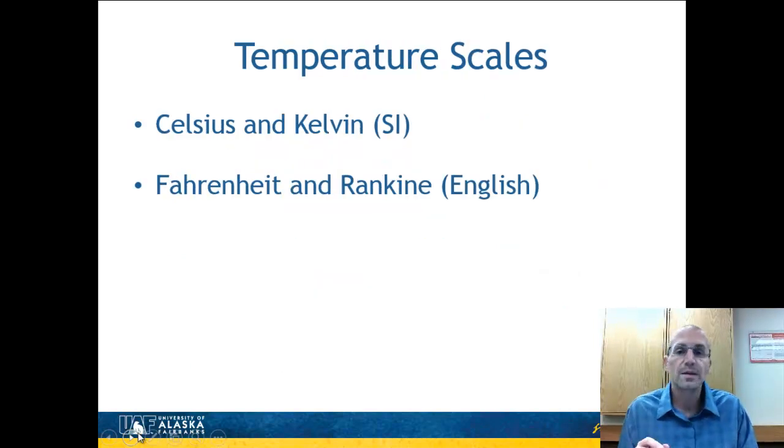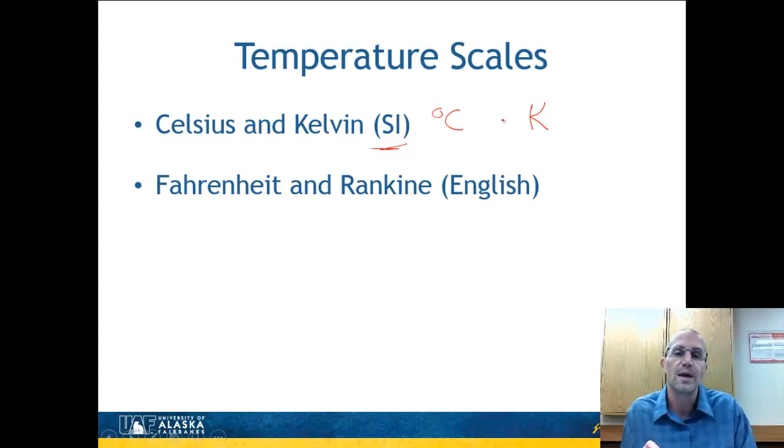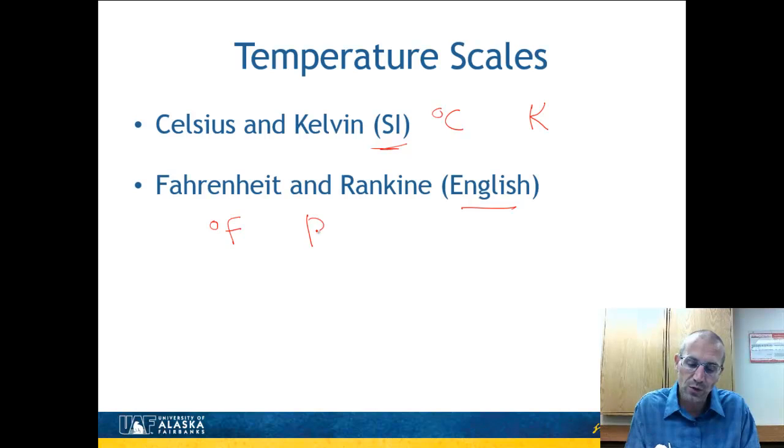Let's talk a little bit about temperature scales. There are two temperature scales that we tend to use for two different unit systems. The first is the SI system, where we have degrees Celsius and Kelvin. It's a convention not to use the degree symbol for the absolute scale. Correspondingly, in the English system, we have degrees Fahrenheit and then degrees Rankine, where Rankine is the absolute scale.